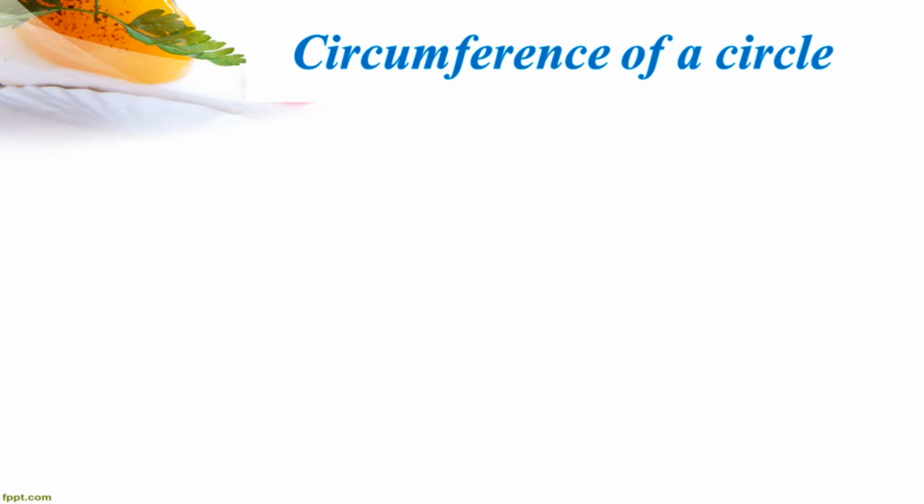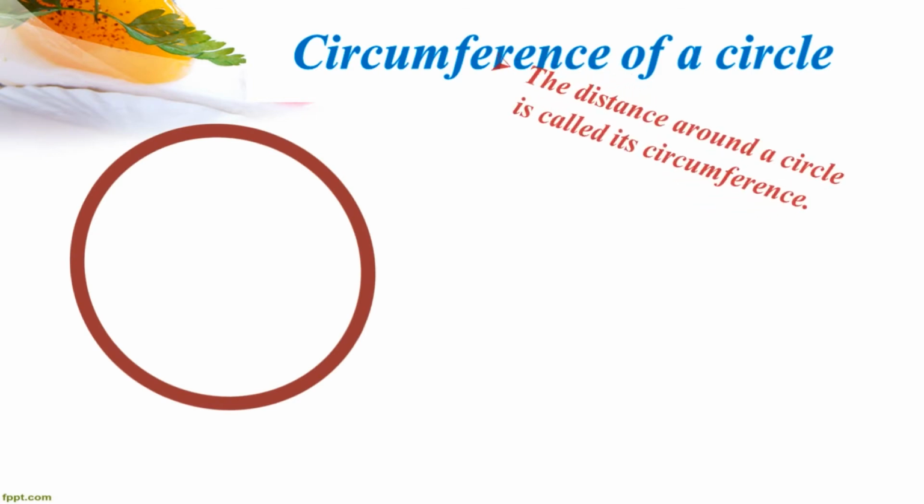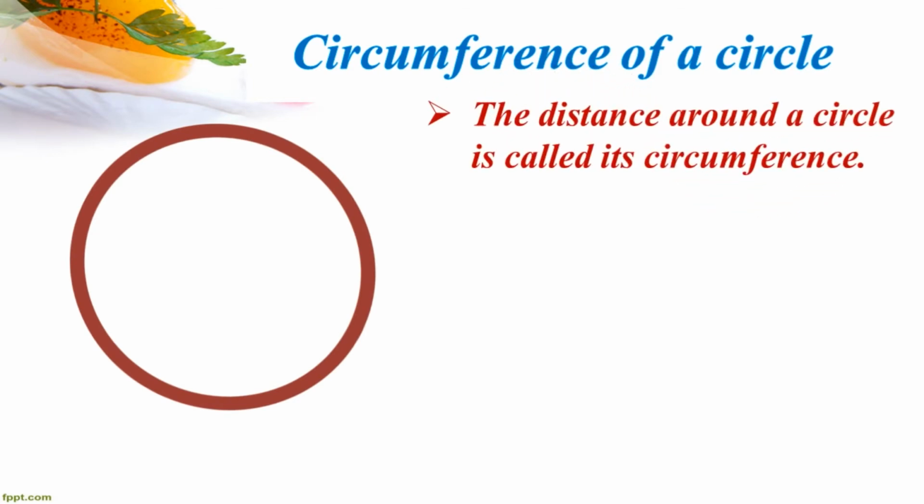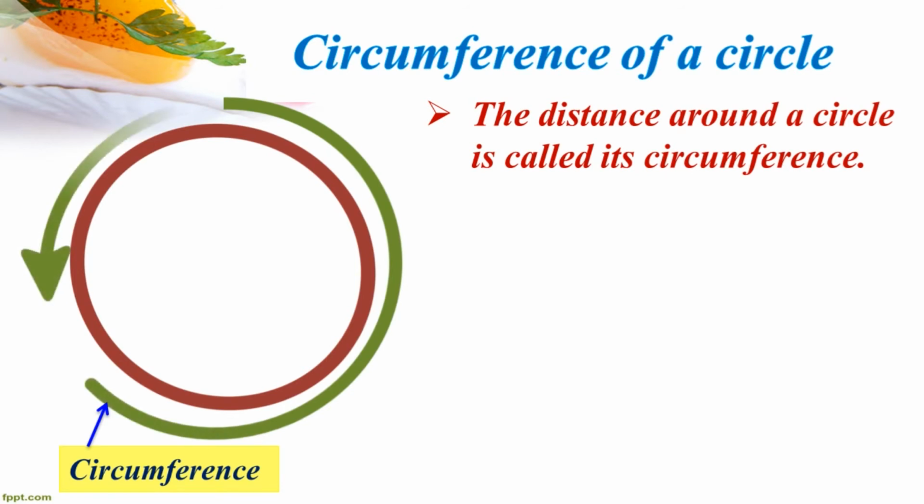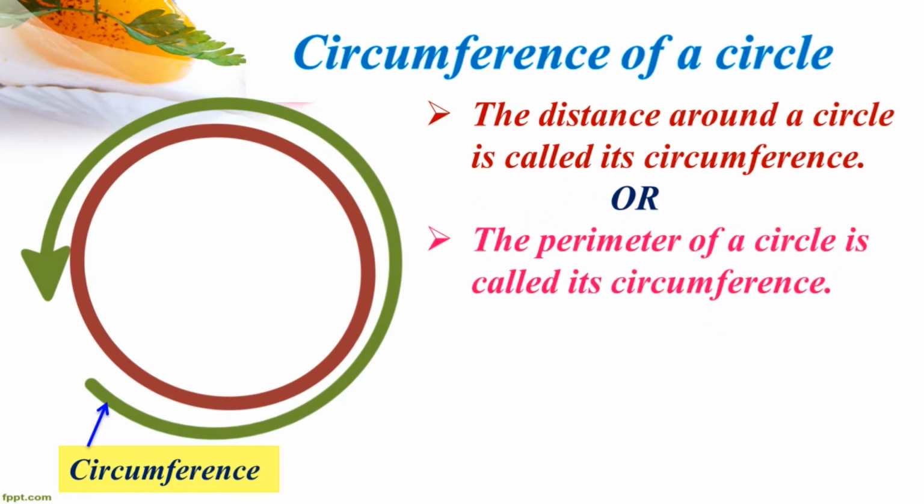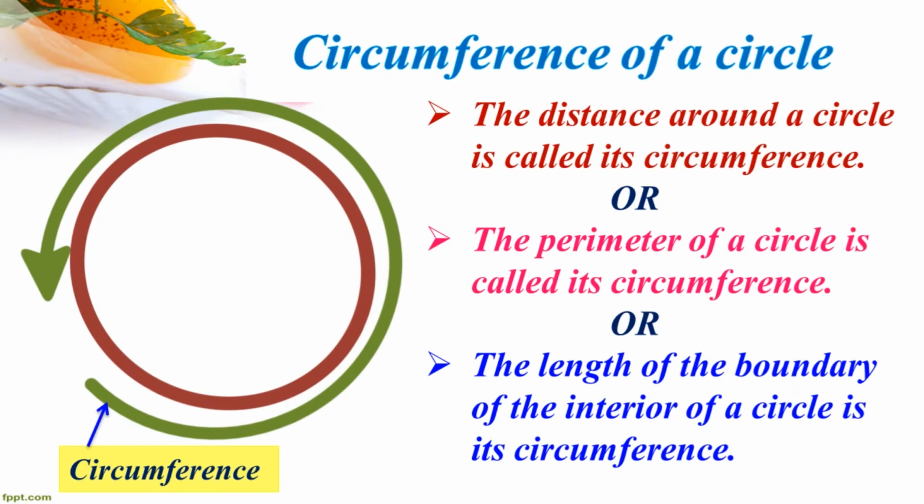So let's see the circumference of a circle. Here the distance around a circle is called its circumference, or the perimeter of a circle is called its circumference. In other words, we can say the length of the boundary of a circle is called its circumference.